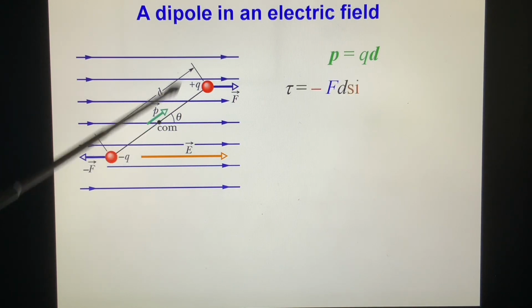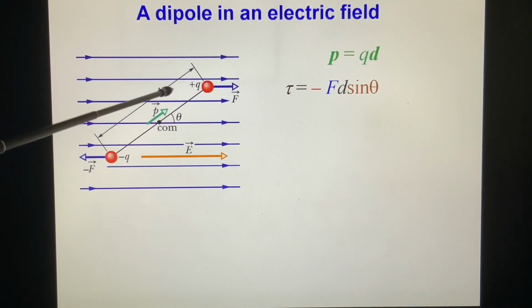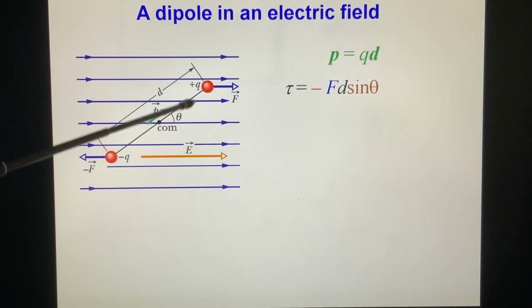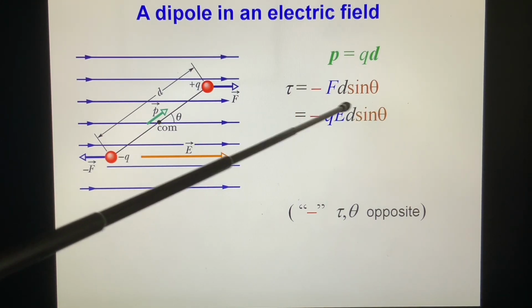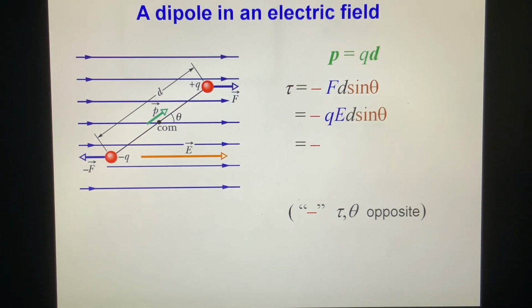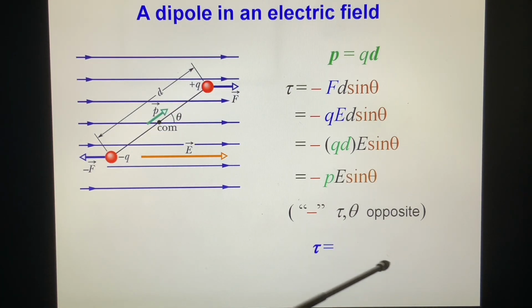And we see we have a torque around the center of mass. This is F. The perpendicular distance is half d sine theta. And this one is F times half d sine theta. The two halves add up. We have a minus sign here. The reason is we take theta counterclockwise as positive, and this torque goes clockwise, so it is a negative sign. And F equals Eq. We combine q and d, this is p. So the torque is minus qd E sine theta. We write it in vector form: tau equals p cross E.